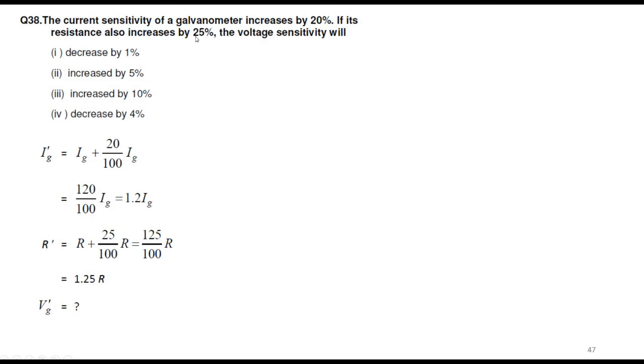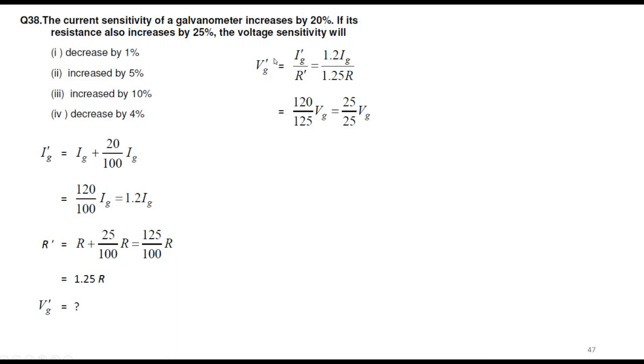R prime, resistance also increases, no, 25%. So R prime is R plus 25 by 100 into R, which is nothing but 125 by 100 into R. So resistance is changed such that the current resistance is 1.25 times the old resistance. What is new voltage sensitivity is the question. That means you have to find out what is the percentage increase or decrease in voltage sensitivity. So voltage sensitivity after the changes are made is current sensitivity by new resistance. That is new current sensitivity by new resistance.